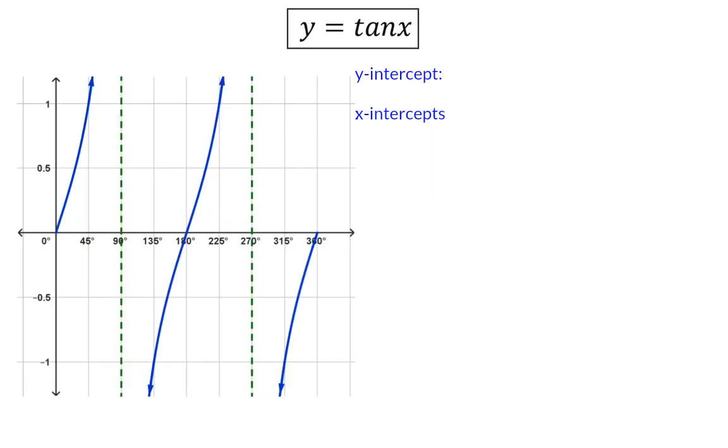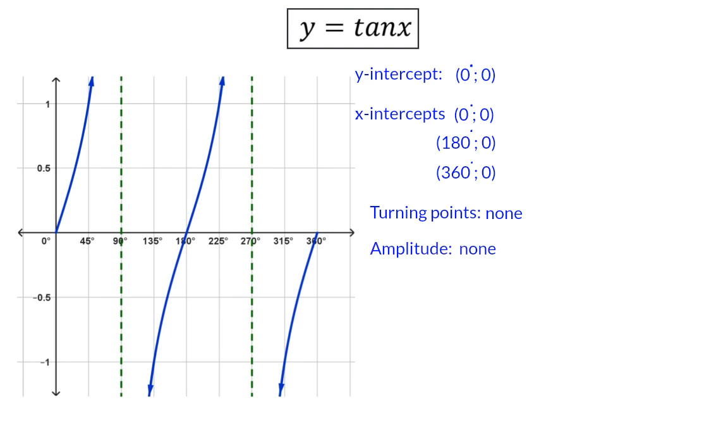So the tan graph intercepts the y-axis at 0, 0, which is also one of our x-intercepts. And after this, the graph intersects the x-axis again every 180 degrees. Because the tan graph keeps increasing, it has no turning point. And this also means that it doesn't have an amplitude, as there is no maximum or minimum value.